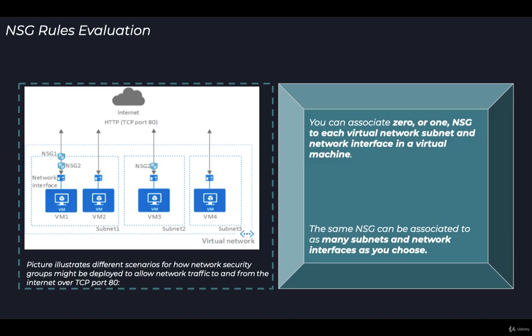So let's go back to the previous slide. Just try to pay attention. If you see the diagram on the left, we have a virtual network, and within it we have three subnets: subnet 1, subnet 2, and subnet 3. In subnet 1, we have two virtual machines. Within subnet 2, we have one virtual machine. Similarly, within subnet 3, we have one virtual machine.